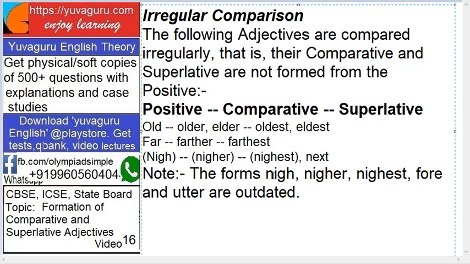Kindly note the forms nigh, nigher, nighest, fore and utter are outdated. All these are old English now. In modern English these are rarely used. So that was it in this video. We'll study it more, means comparative and superlative, in the next video.